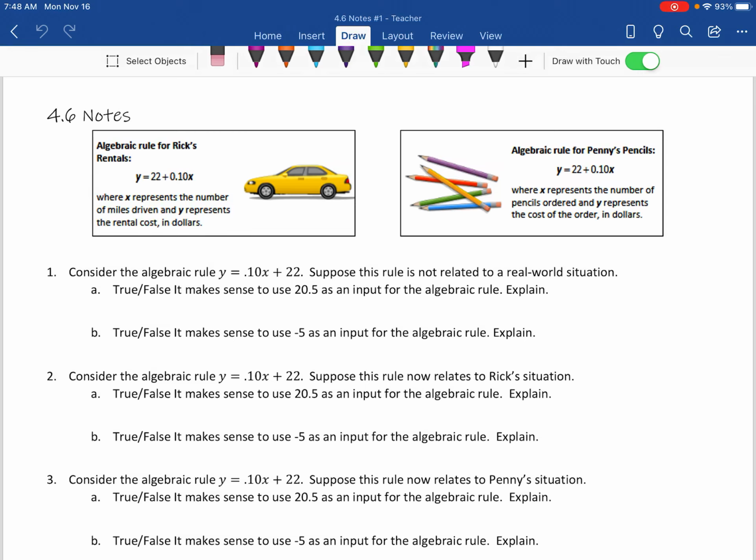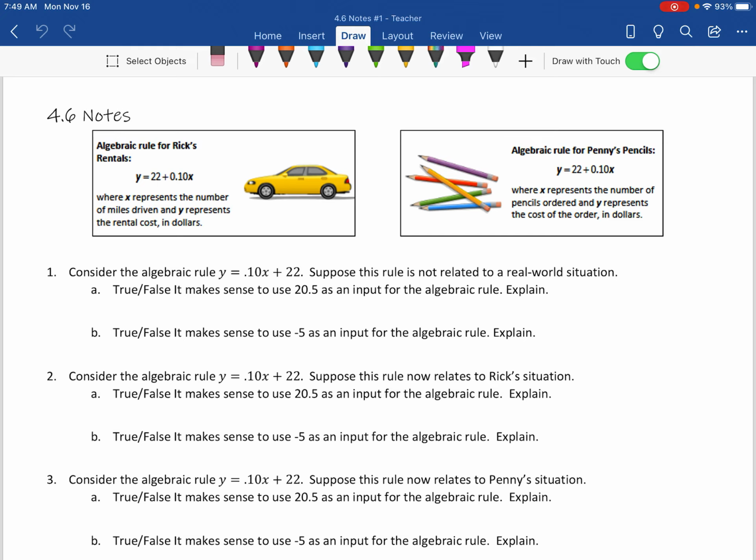Okay, we are going to start by talking about what was in your opener. So you were given these two situations. You were given an algebraic rule for Rick's Rentals, and you were given an algebraic rule for Penny's Pencils. And you were asked what the different numbers mean. So let's start with Rick's Rentals.